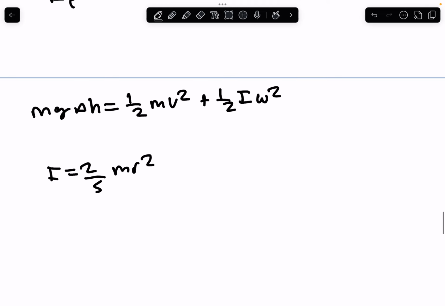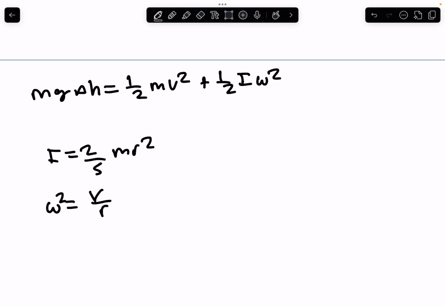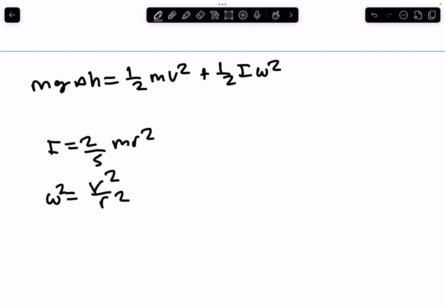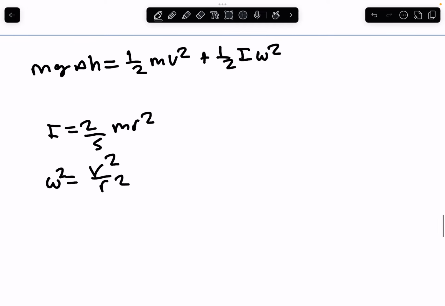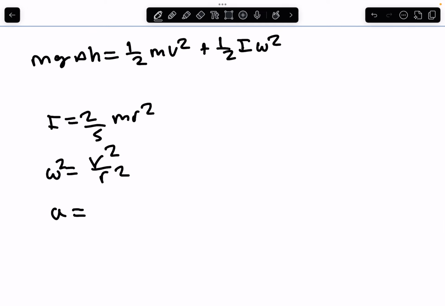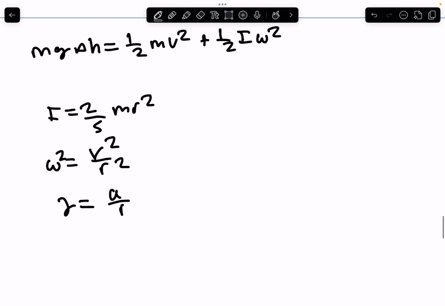We also have to convert omega into V over R. And since it's squared, it will be V squared over R squared. This you should be able to know from topic 8.2, where we talk about circular motion. Omega is equal to V over R, and just to state further, the angular acceleration is also equal to the acceleration divided by the distance from the pivot. These things you have to know, because sometimes the equations in the data booklet won't help you.